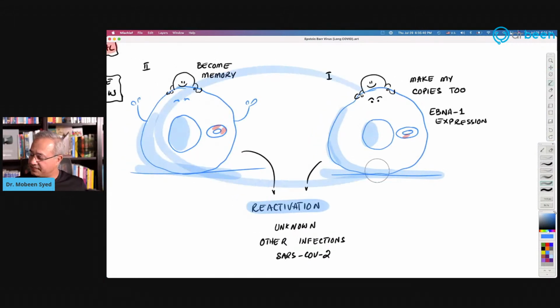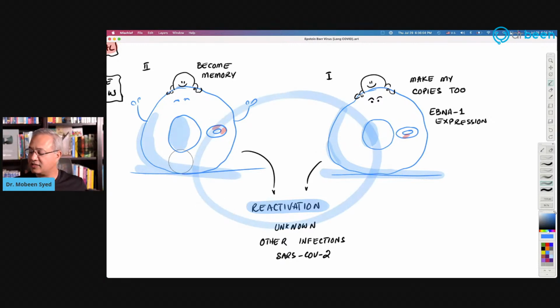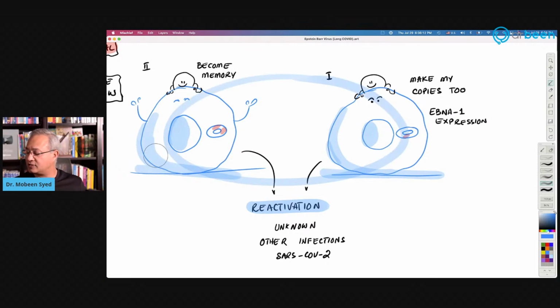So what happens is these cells can then in the future be reactivated. They can be reactivated by any infection that would activate the B cells. And how do we activate a B cell? We connect with the B cell and then we produce cytokines to activate it. Let's say some other infection occurred, SARS-CoV-2 or cytomegalovirus, which caused these B cells to accidentally become active as well. Now we'll have reactivation of the Epstein-Barr virus.